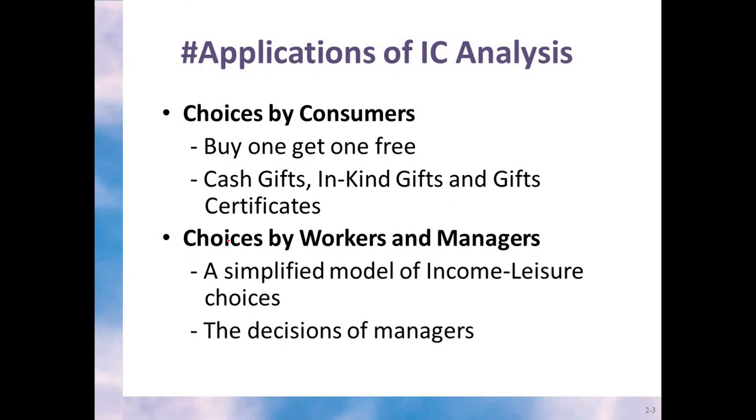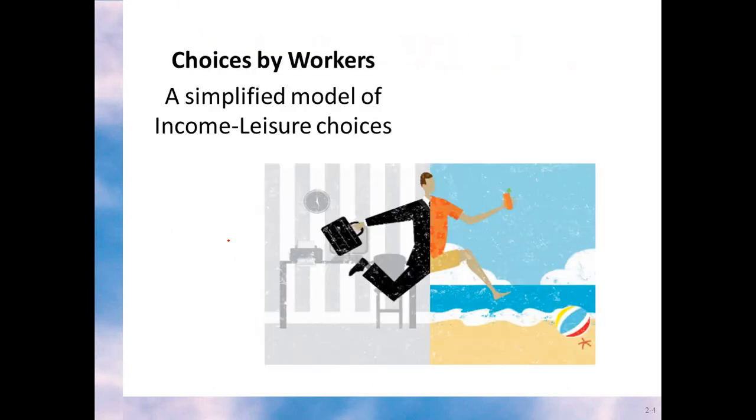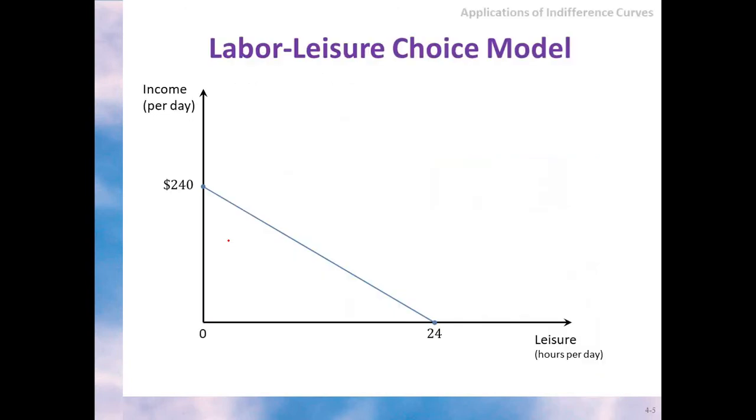In part 3, these are the choices by consumers that we have learned: buy one get one free, cash gift, in-kind gift certificate. For the choices by workers and managers, we are going to look into two models. The first one is choices by workers, which is a simplified model of what we call income leisure choices, the labor leisure choice model.